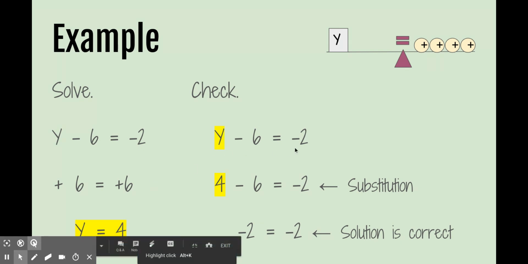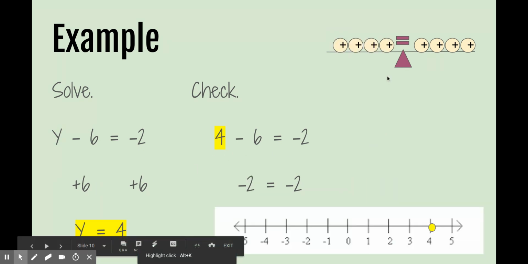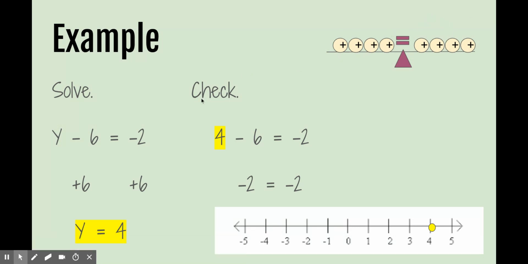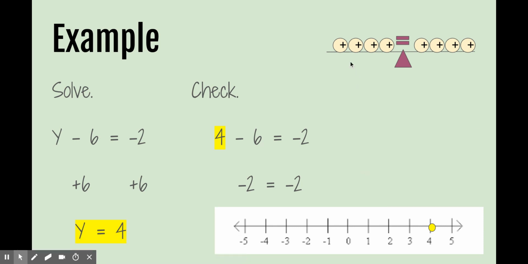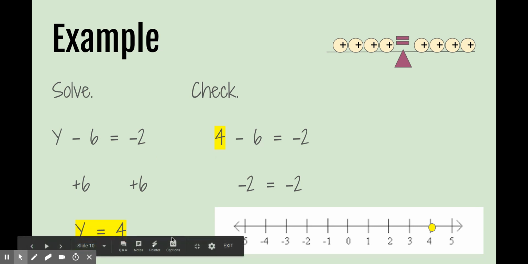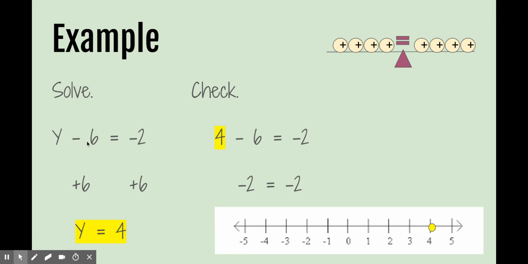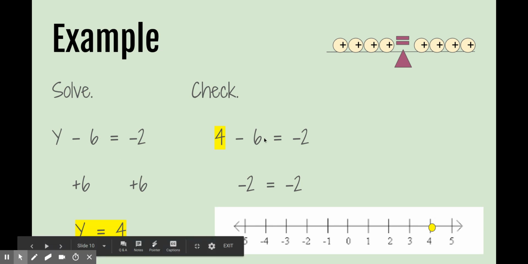So now I have my solution. I know that I checked it. 4 equals 4. I know that y is equal to 4. And basically, I'm going to mark this solution on a number line by just putting a dot on 4. So that is basically it from start to finish. You have an equation, solve it, check it, model it, and put it on the number line.